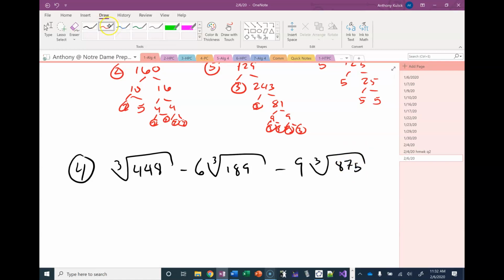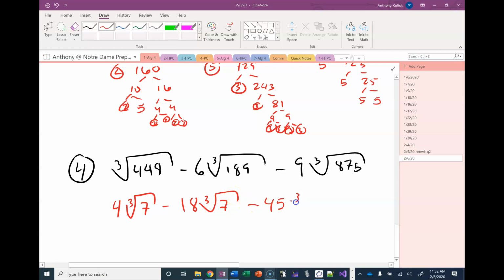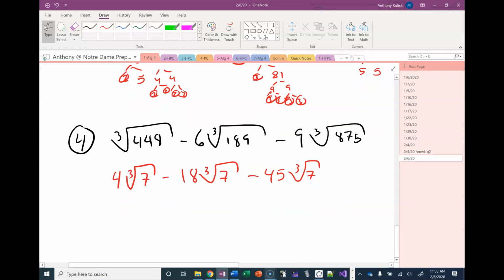So this first one, you said you got 4 times the cube root of 7, which is good. And then minus 18 cube root of 7. That's good. And then minus 45. Good. And then I got 14 cube root of 7. But then from there I got negative 15. So you got negative 14 cube root of 7.